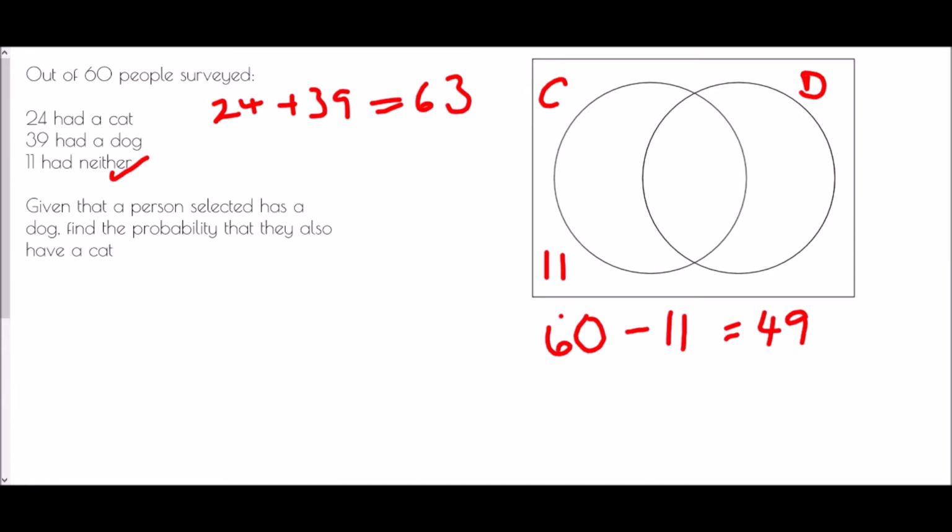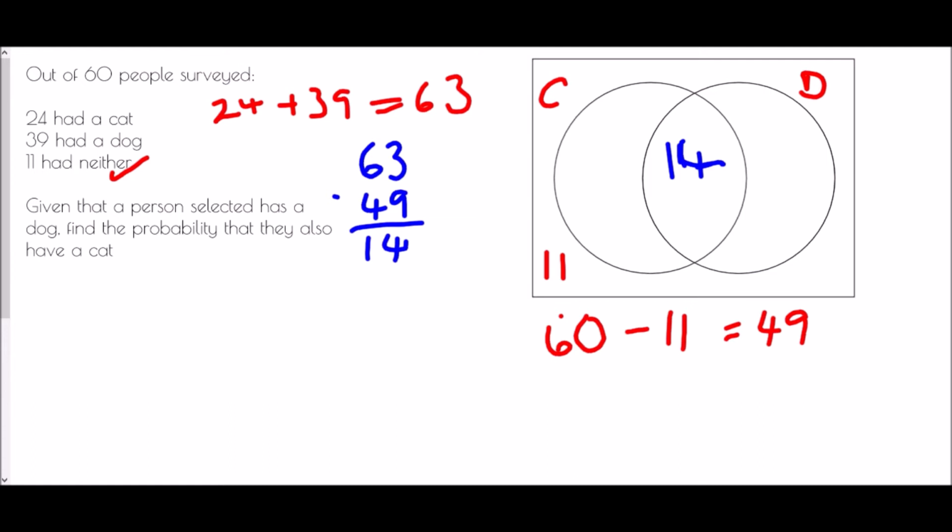It's the two values that we've now just calculated which are the really important values, because what we need to know is how many people are in the intersection, how many people have both a cat and a dog, and that comes from the 63 people that we have put together, take away the 49 people that we know are in the two circles altogether. If we do that, we will get an answer of 14, because they are the overlap, they are the intersection. And so we have 14 people in the middle.